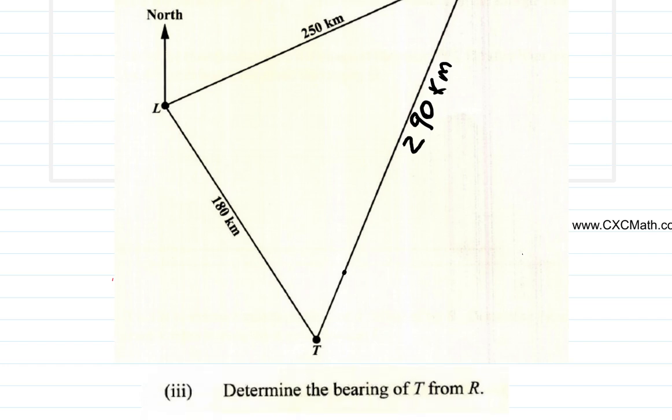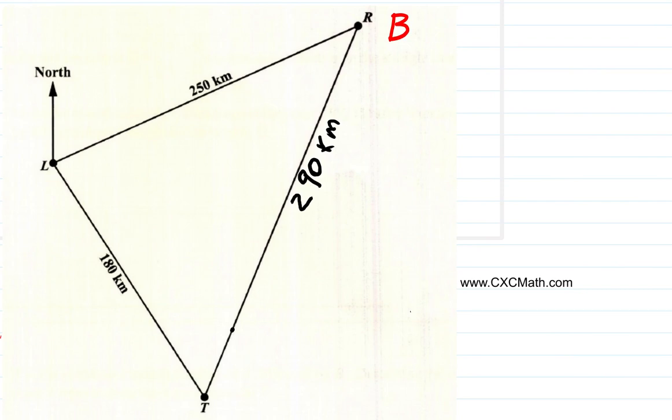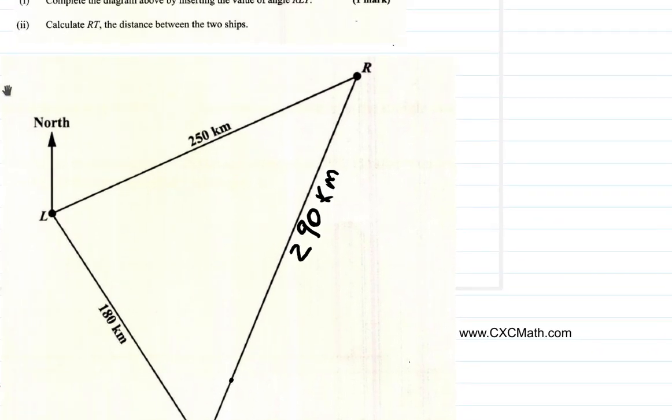When you say from R, bearing of T from R means you have a straight line between T and R. We have that already. Then you say from R, T from R means you're going to have the north line and the arc at R. So this is our north line, alright? And then the bearing would be measured from the north in a clockwise direction. That will give you the bearing.